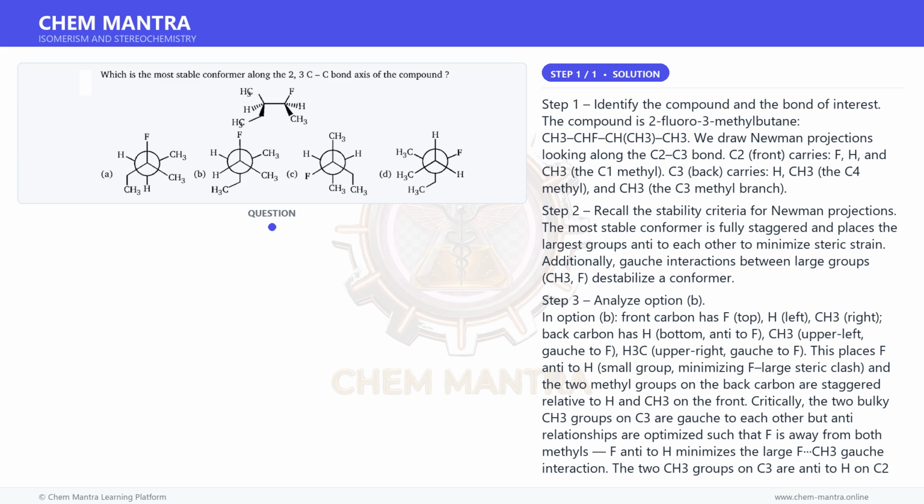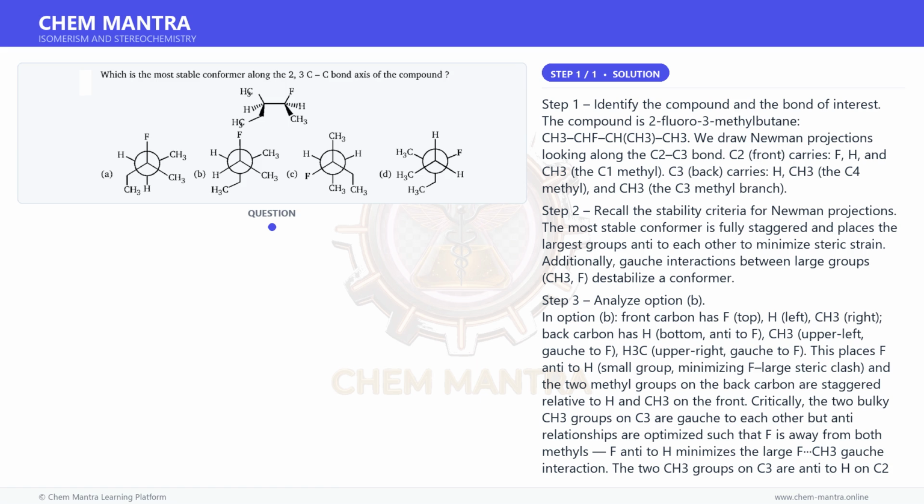Step 4. Why are the other options less stable? A. Places F gauche to both methyls on C3, increasing steric and dipolar repulsion, less stable than B. C. Places CH3, C1, anti to one CH3 on C3, but F is gauche to two methyls simultaneously, and there are two large CH3 and CH3 gauche interactions, more strained. D. Places F gauche to CH3, and the arrangement has multiple large group gauche interactions, least stable.